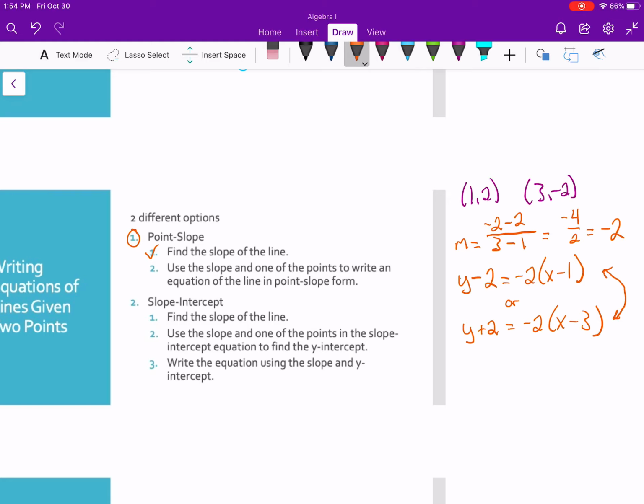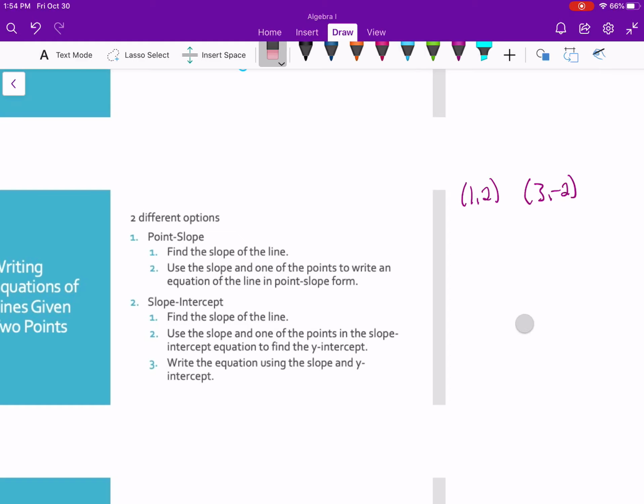So let's look at what it looks like using slope-intercept form. Personally, I think the point slope is easier, but some people like the slope-intercept form. So same thing, we're going to find the slope of the line, which we said was -2. I'm not going to do it again because we already know. And then we need to use the slope and one of the points to write the slope-intercept equation and find the y-intercept. So our slope-intercept is y equals mx plus b.